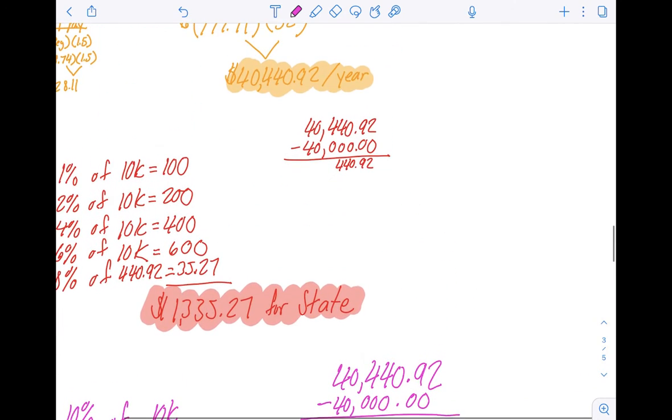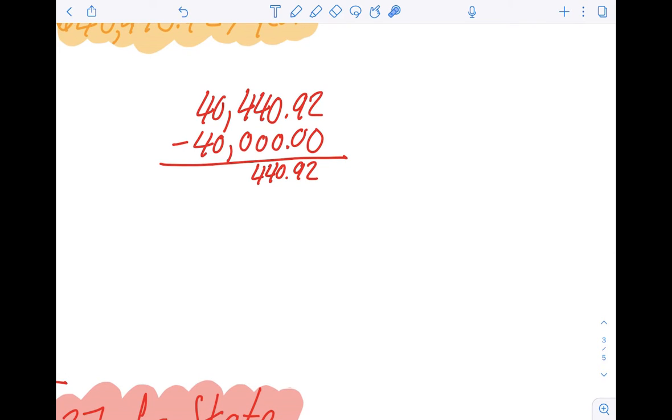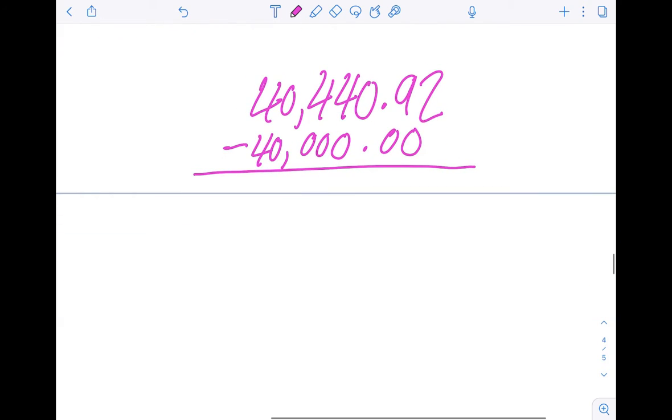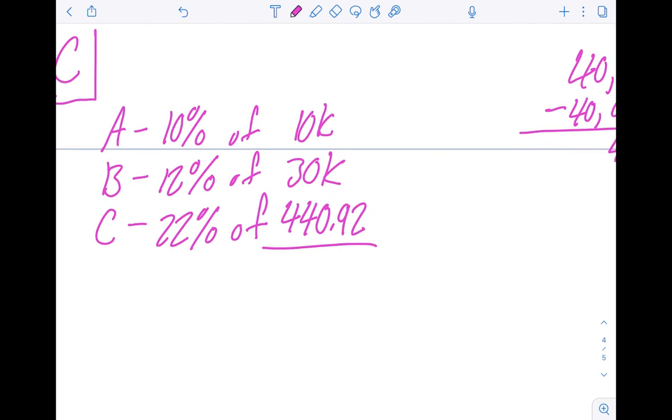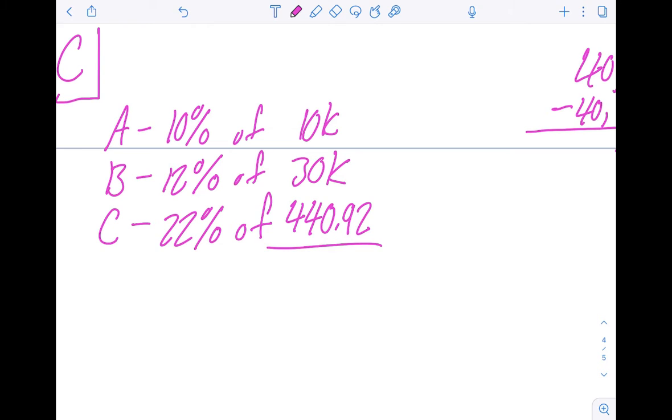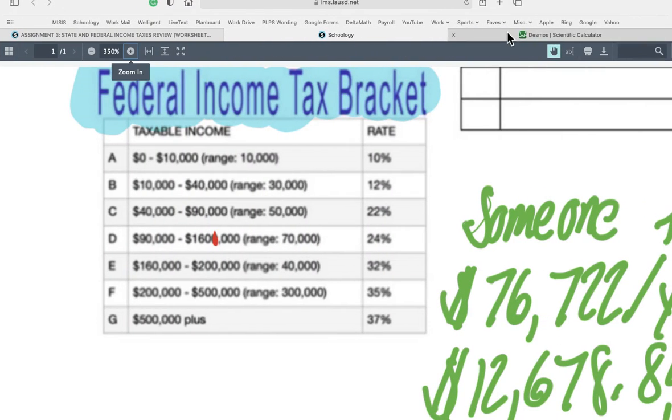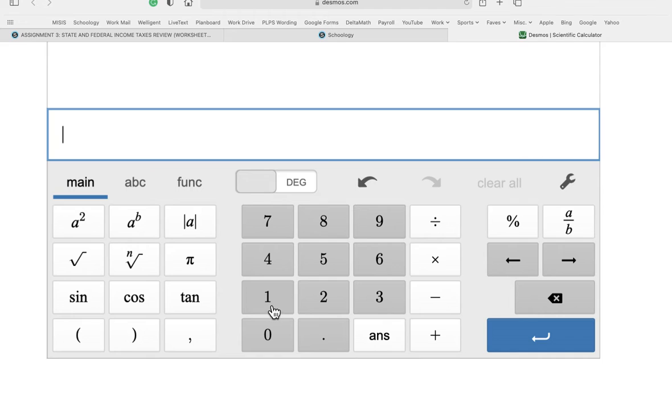Fortunately for me, check this out. I already subtracted it right here. I get 440.92. So that's how much is going to go here, 440.92. So now I add these three together, right? 10,000 plus 30,000 plus 440.92. Go back over here. 10,000, 2, 3, plus 30,000.